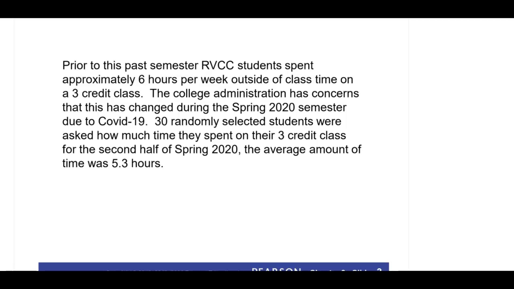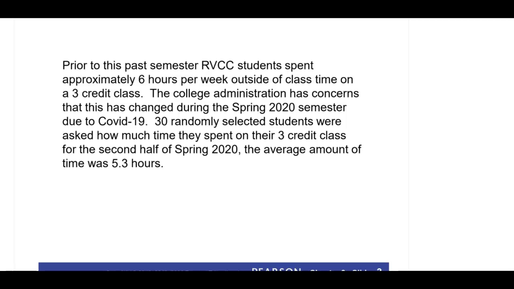Now, the college administration has concerns that this has changed during the spring 2020 semester due to COVID-19. So, to substantiate their claim, 30 randomly selected students were asked how much time they have spent on their 3-credit class for the second half of spring 2020. And the average amount came out to 5.3 hours.